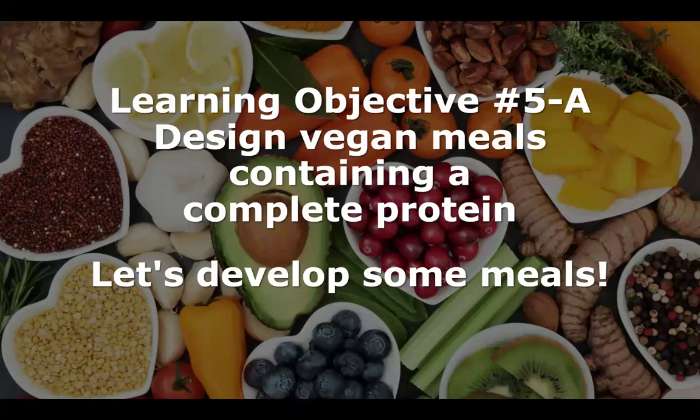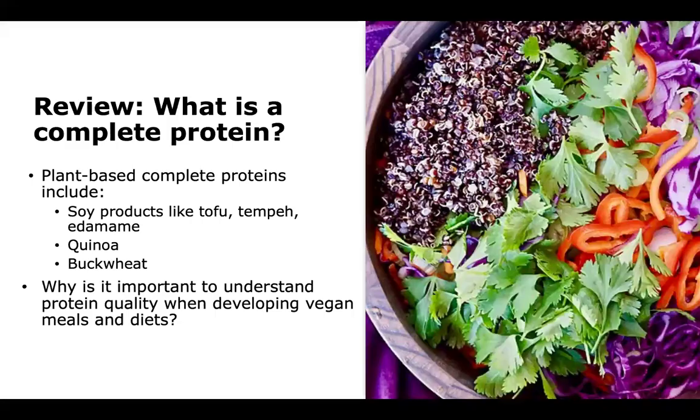Moving on to learning objective 5A, design vegan meals containing a complete protein. Let's develop some meals. So in review, what is a complete protein? Plant-based complete proteins would include soy products. So that's tofu, tempeh, edamame, quinoa, buckwheat. Why is it important to understand protein quality when developing vegan meals and diets?